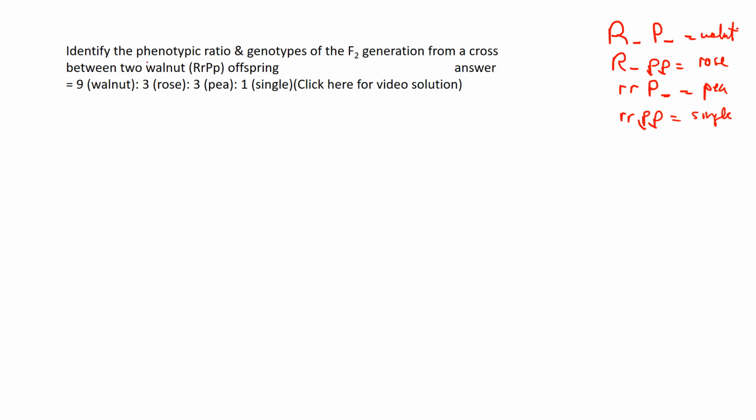So it says here, identify the phenotypes and the genotypes. We've got to do a Punnett square of the F2 generation of crossing two walnut offspring, and they give you the genotypes. So we're doing two of these, so we just repeat it twice. And we're ready to determine our gametes here now.